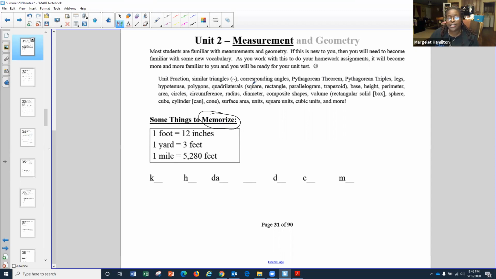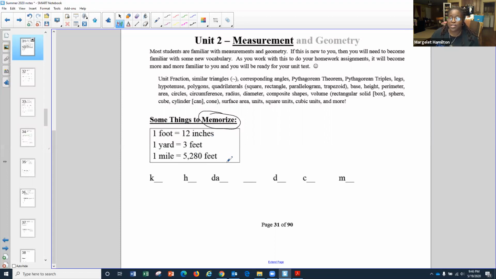Now we have a lot of measurement conversions. We're only going to look at these 3. So not much to memorize. Most of them we already know. That 1 foot equals 12 inches, 1 yard equals 3 feet, and 1 mile equals 5,280. And that last one there, we might have needed to look that one up, but that's okay. Here it is. So get those committed to memory.